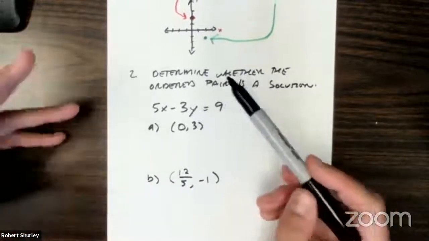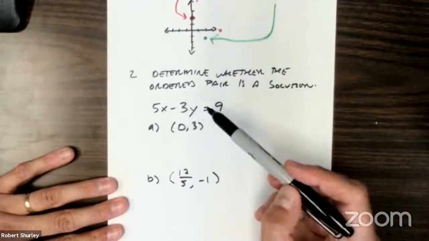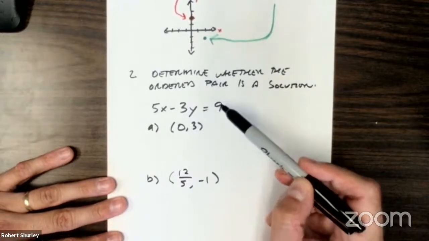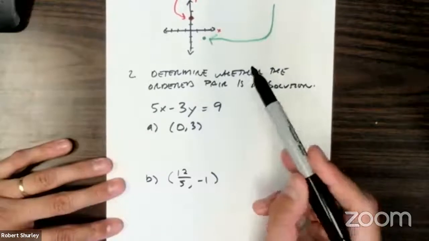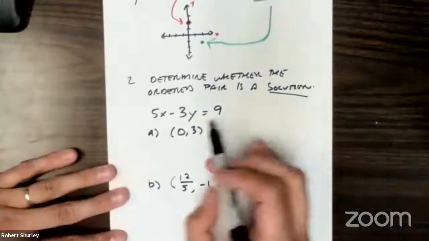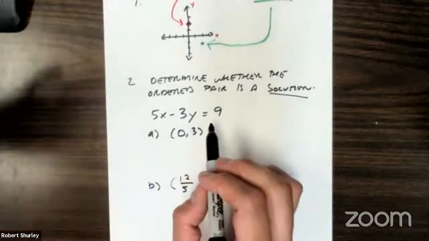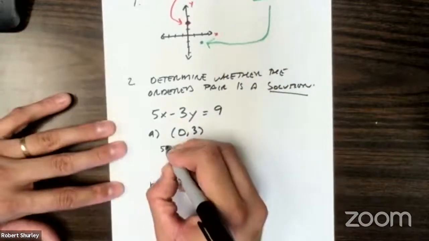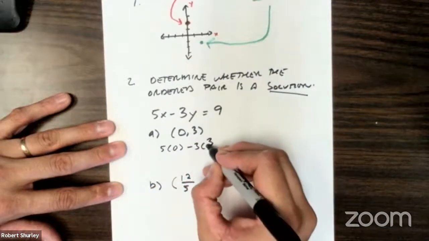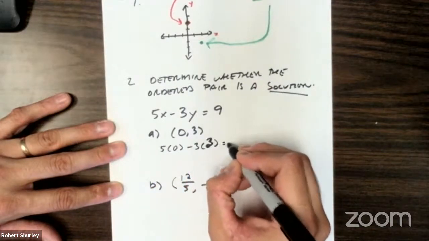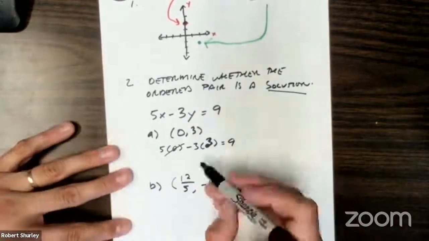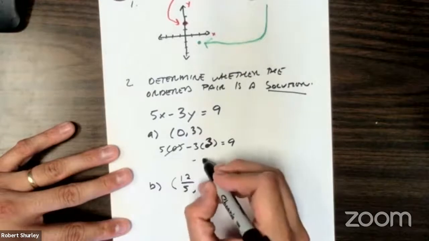So the goal here is we're just going to plug these in and see if they equal 9, right? Plug both in and then see if it comes out equal to 9. If it does, we know it's a solution. If it doesn't, it's not a solution. So let's plug these in. First I'm going to plug in the 0, 3. So it'd be 5 times 0 minus 3 times 3. 5 times 0 goes away, right? -3 times 3 gives me a -9.